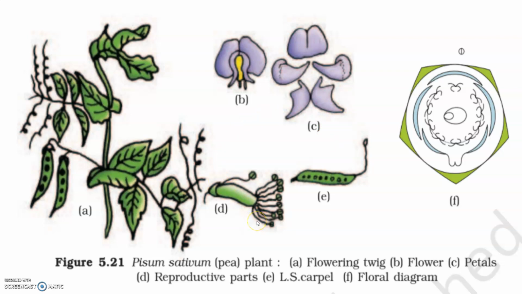Here androecium represents stamens, they are generally 10, diadelphous, and anthers dithecous. Gynoecium: ovary is superior, monocarpellary, unilocular with many ovules, and there is a single style. Fruit: here the fruit is generally a legume with seeds which are one or many, and they are non-endospermic.